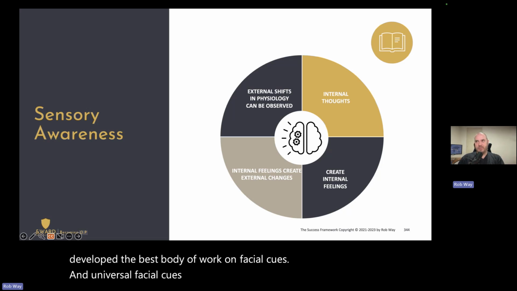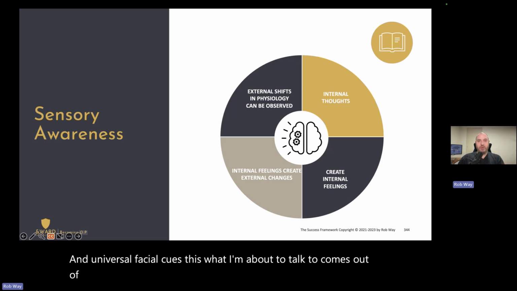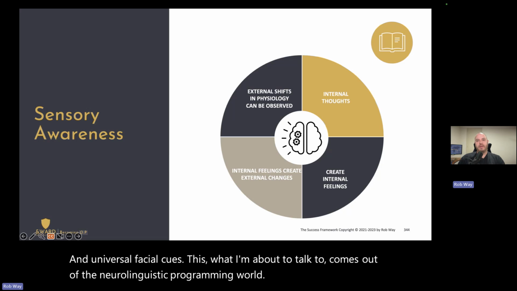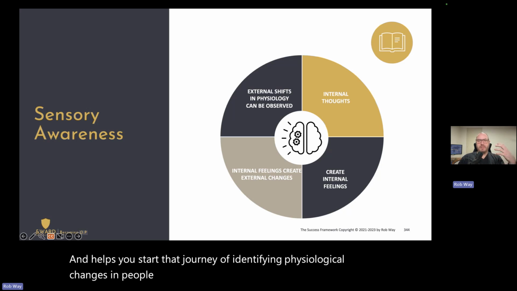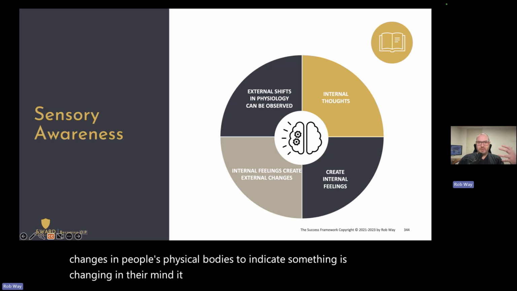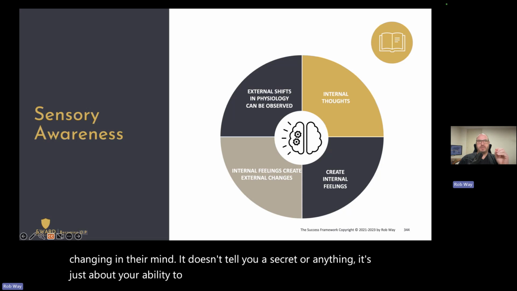This, what I'm about to talk to, comes out of the Neuro-Linguistic Programming world and helps you start that journey of identifying physiological changes in people's physical bodies to indicate something is changing in their mind. It doesn't tell you a secret or anything. It's just about your ability to observe changes.